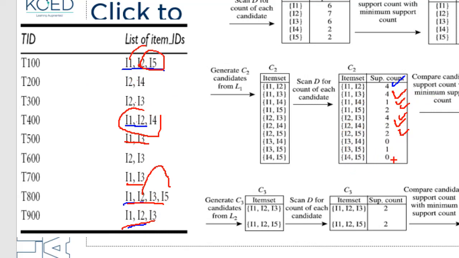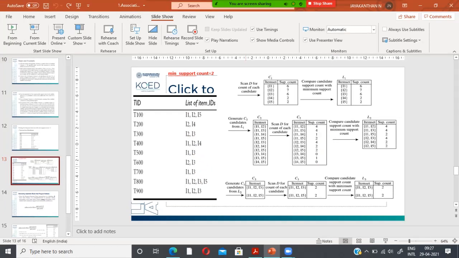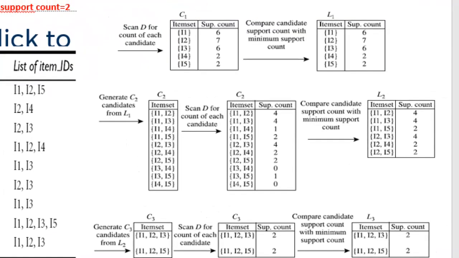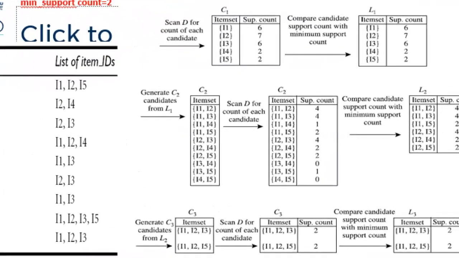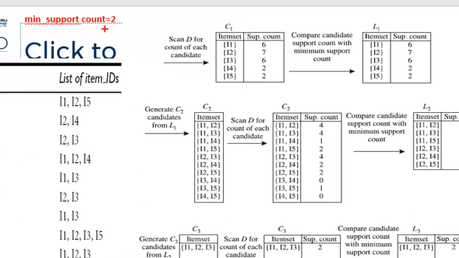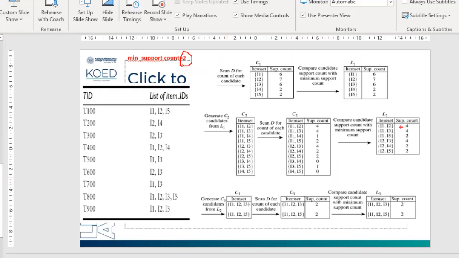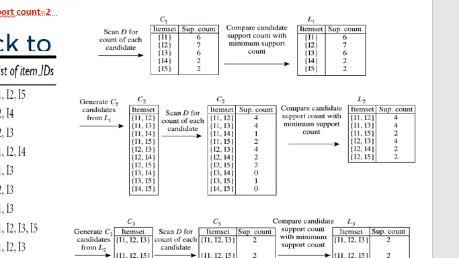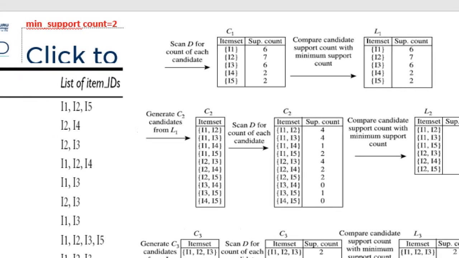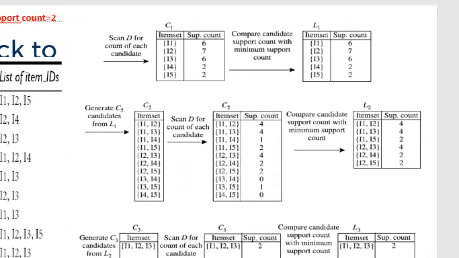So from C2, I am generating L2. What is generating L2? I have to compare each candidate item with the minimum support count. The minimum support count is 2. So those items in C2 which satisfy the minimum support count 2 will be moved to L2.